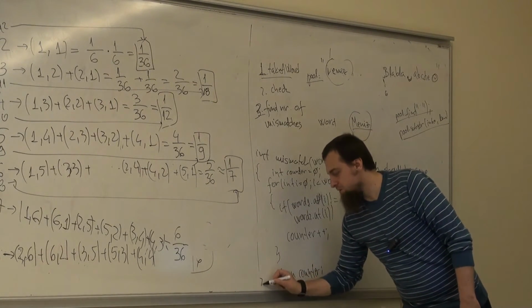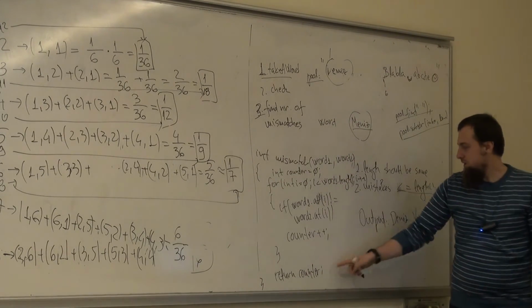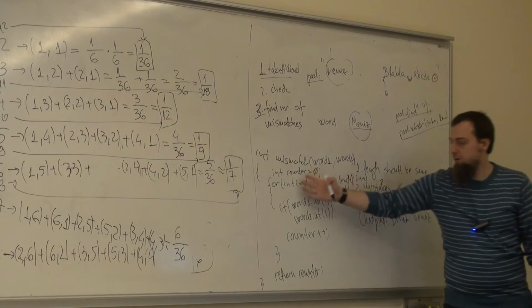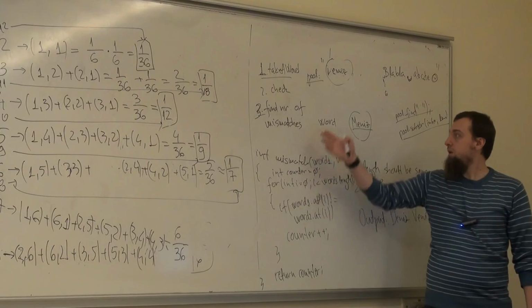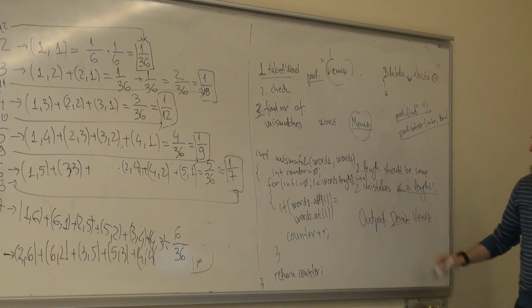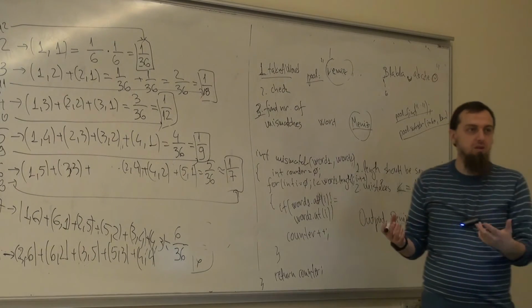I mean, this is an easy piece of code, but very important. If this counter is smaller or equal to the length of the word, then print it as output. Okay, if it's not, don't print it. Okay? So, is it hard?